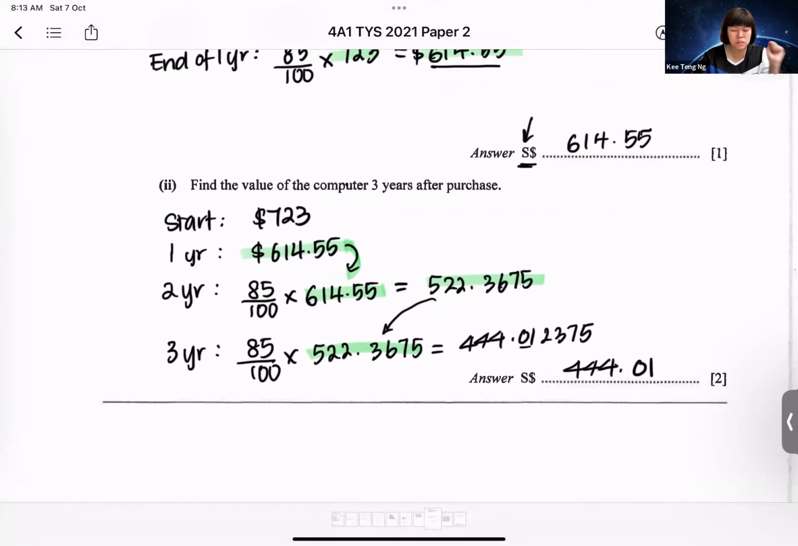Okay, so this kind of question, you must do it year by year, right? And you cannot do 15 times 3 in one shot, because the value is at the start of the year. It's not based on 723. It's the start of every new year. Right? Let's go on to the last question. Next page.